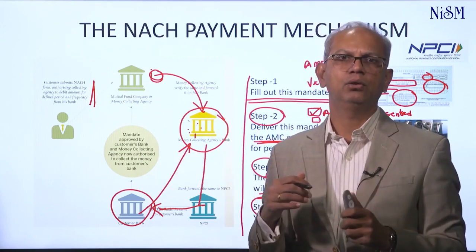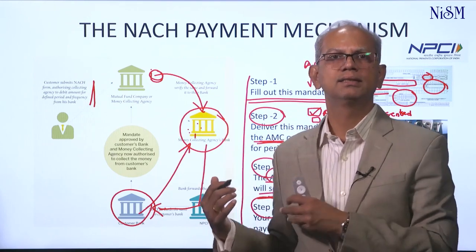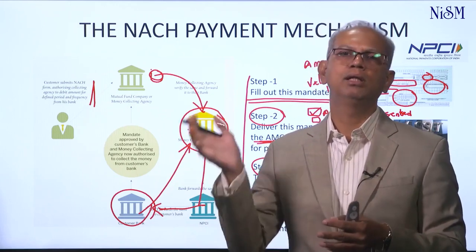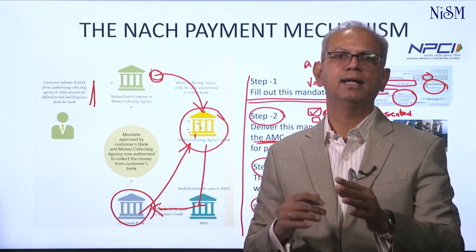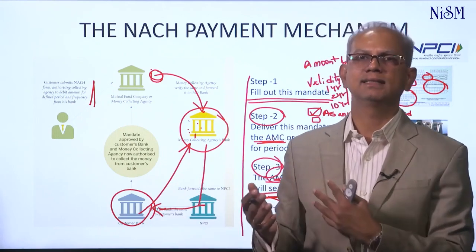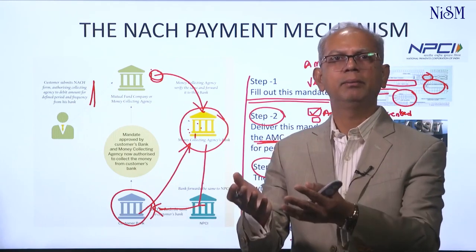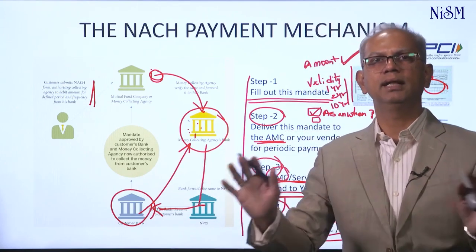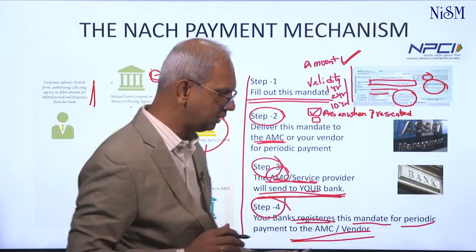When you are talking about a good or a service, in this case we are talking about investment. In the case of a good or a service, the invoice is there and the payment completes. In this case, it is an SIP. Once the payment is delivered to the AMC, it will allocate the units and the entire payment cycle is complete. So, this is about NACH.